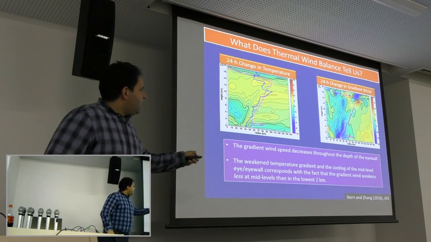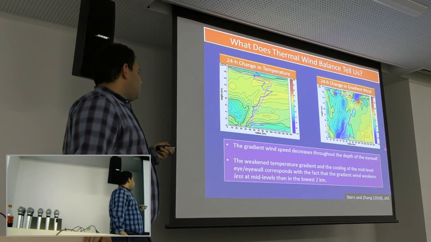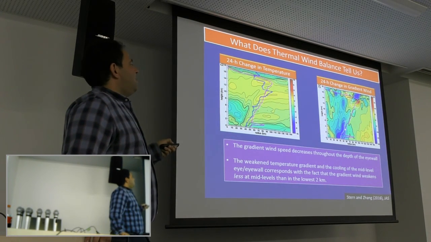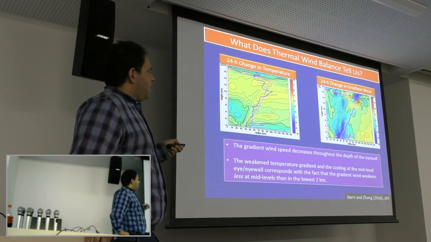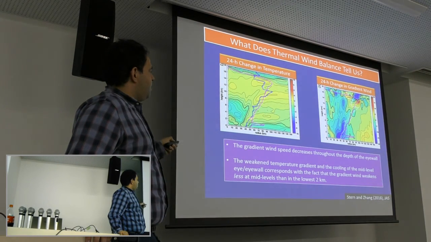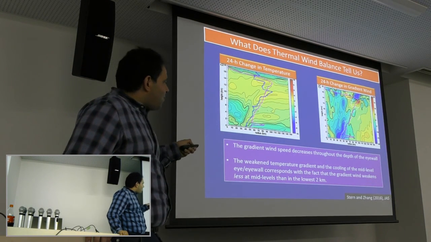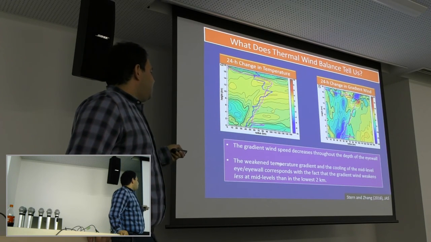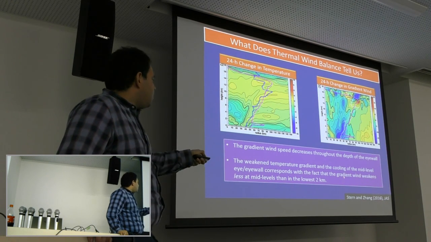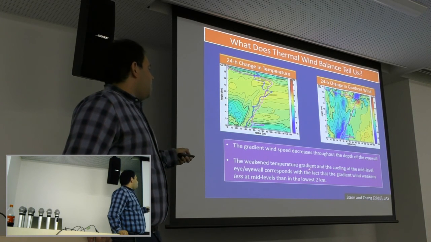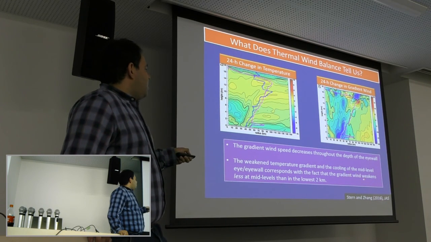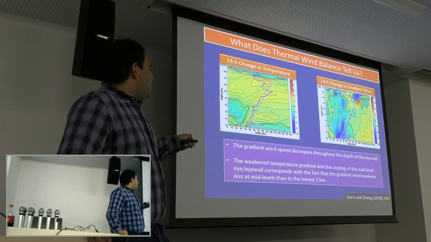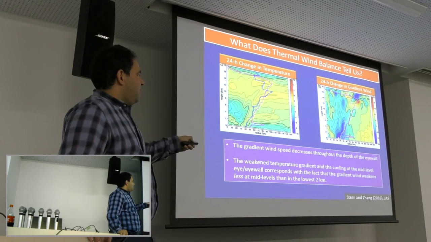And so it's not the fact that the gradient wind is weakening that's associated with the weakening of the radial temperature gradient. It's a change in the vertical gradient of the gradient wind. And so what this actually means is that this weakened temperature gradient and the cooling of the mid-level eye corresponds with the fact that the gradient wind weakens less at mid-levels than it weakens at low levels.